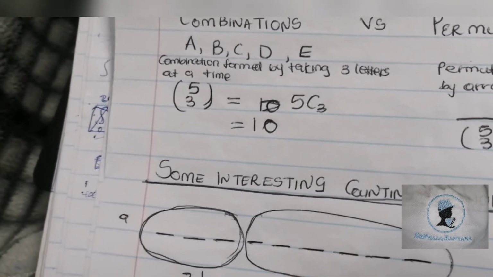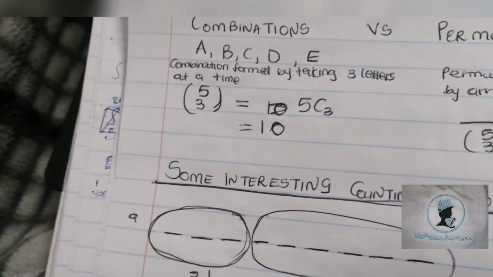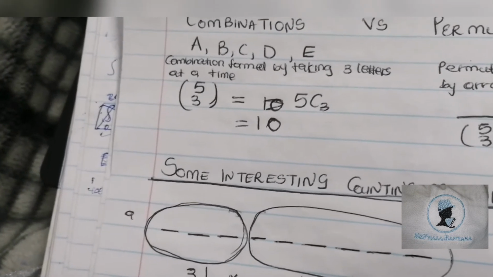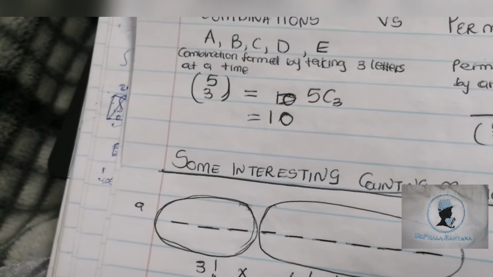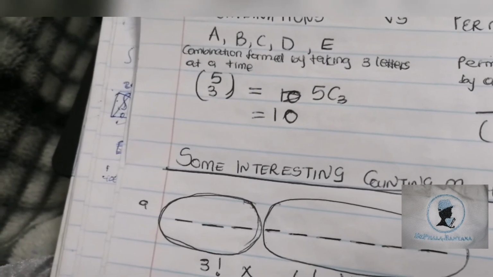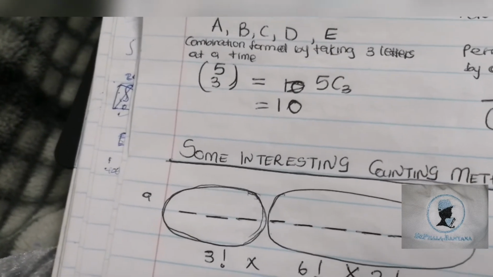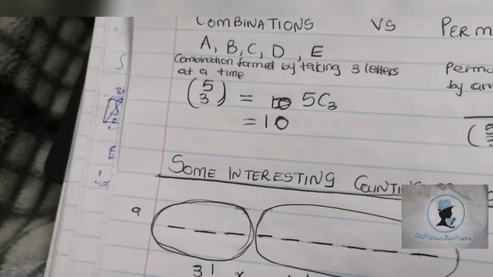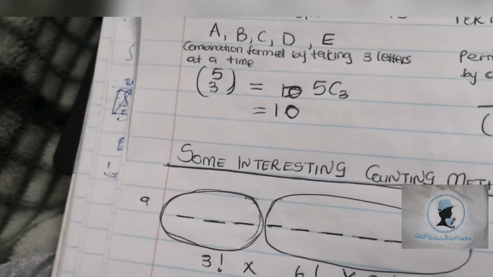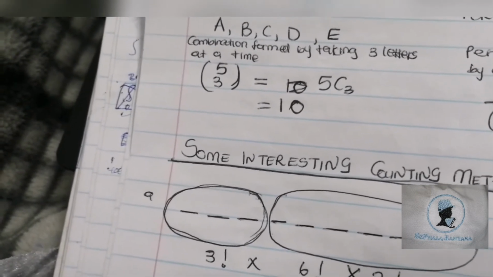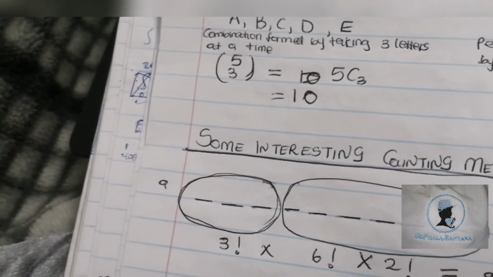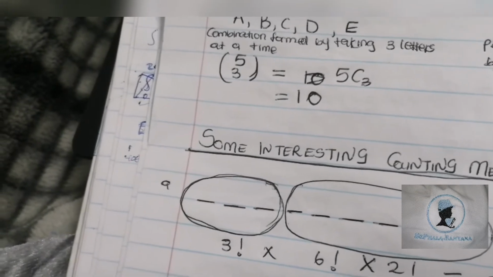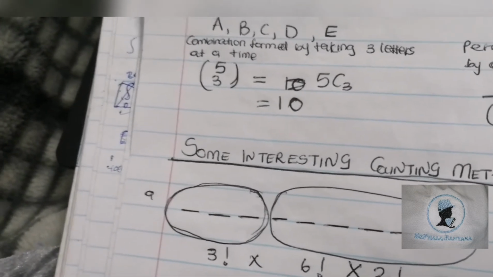So whether it's ABC or CAB, that's the same thing. We count that as 1. So when you are writing your combinations down, you know that ABC and CAB or BAC is the same thing. So you won't count them as 1, 2, 3. You'll just circle them and say they mean the same thing.